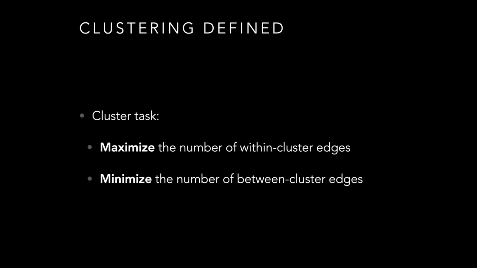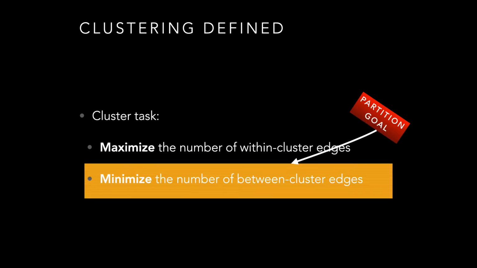For clustering, it's similar. We have that same goal of minimizing the number of edges between clusters, the same goal as for partitioning. And we want to maximize the number of within cluster edges. The idea here is that nodes that are very similar will have lots of edges between them, or groups of nodes that are very similar will have many edges between them. So we want to maximize this number of within cluster edges.